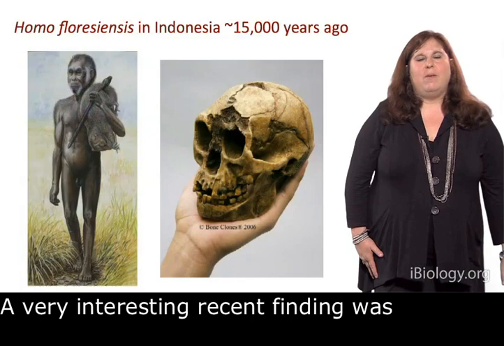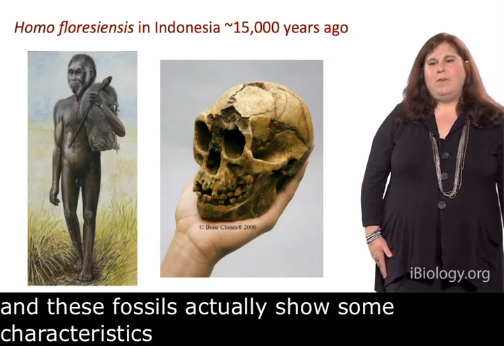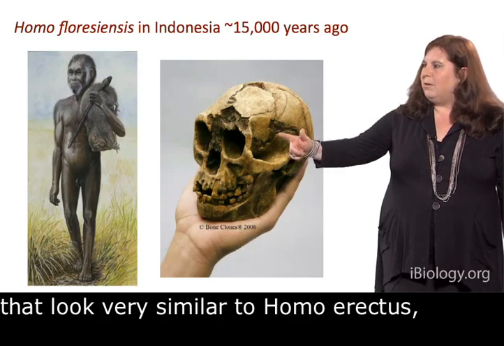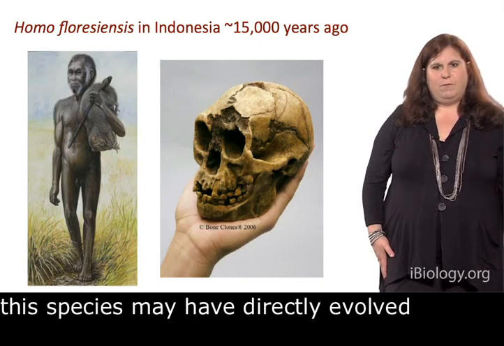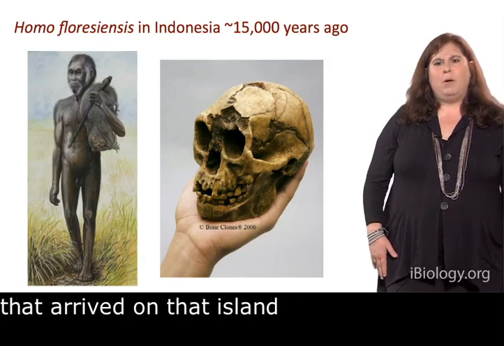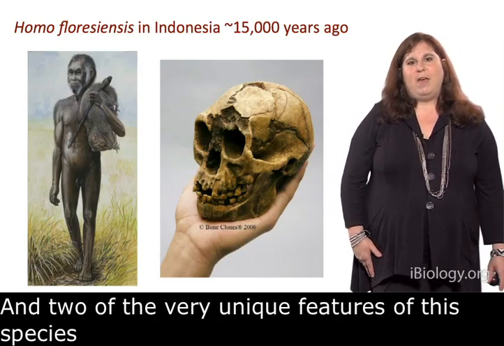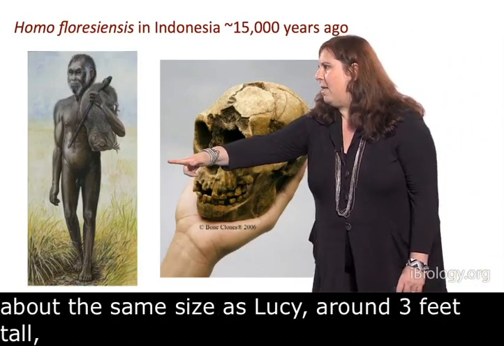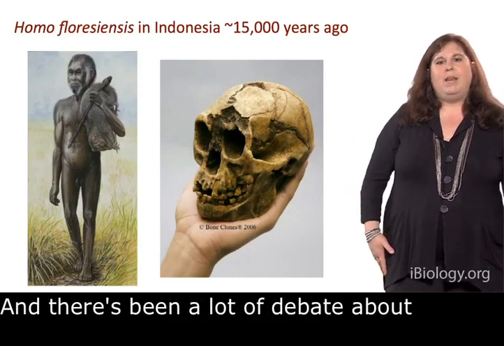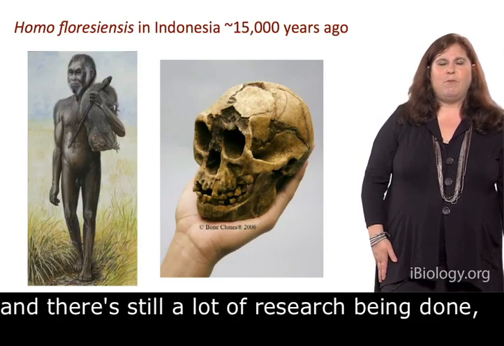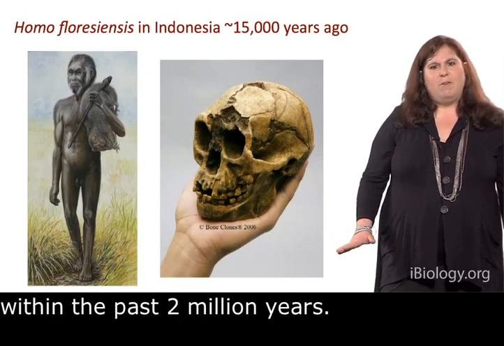A very interesting recent finding was a set of fossils identified on the island of Flores, which is within Indonesia. And these fossils actually show some characteristics that look very similar to Homo erectus. And for that reason, it was proposed that this species may have directly evolved from a Homo erectus ancestor that arrived on that island about 1 million years ago and then evolved in isolation. And two of the very unique features of the species is that they were very short. So again, about the same size as Lucy, around 3 feet tall. And secondly, that they had tiny brains. And there's been a lot of debate about whether this is an adaptation or, in fact, a pathology. And there's still a lot of research being done. But what was clear is that there were multiple species outside of Africa within the past 2 million years.